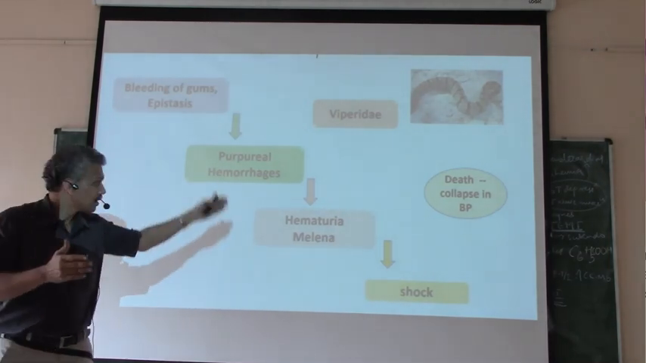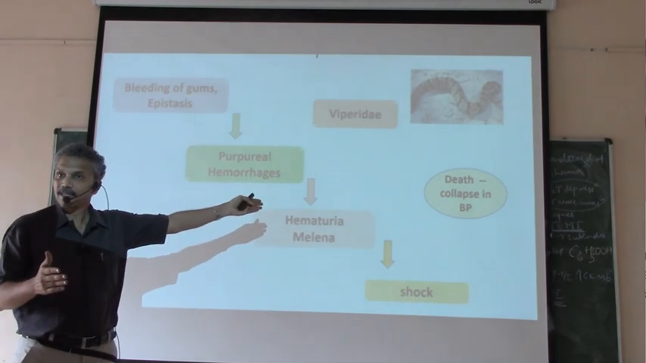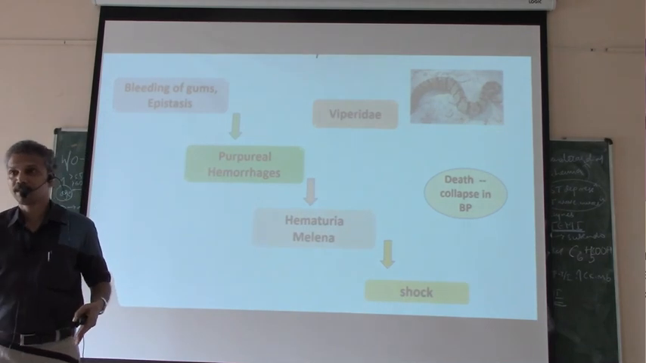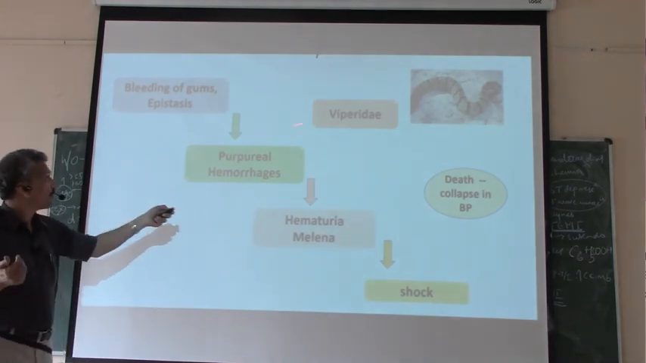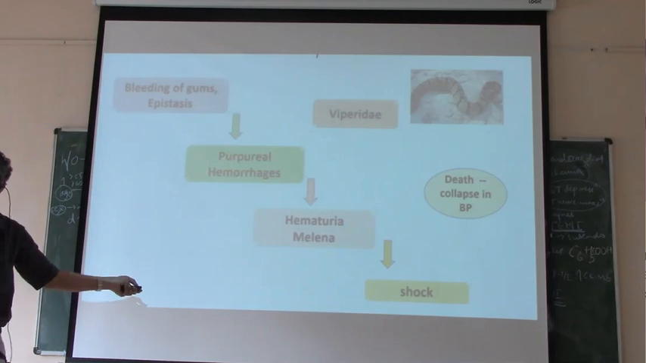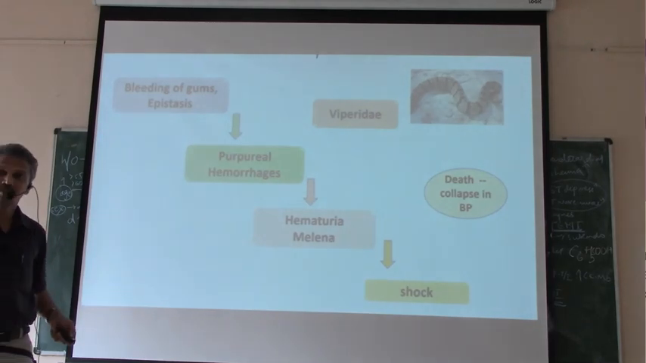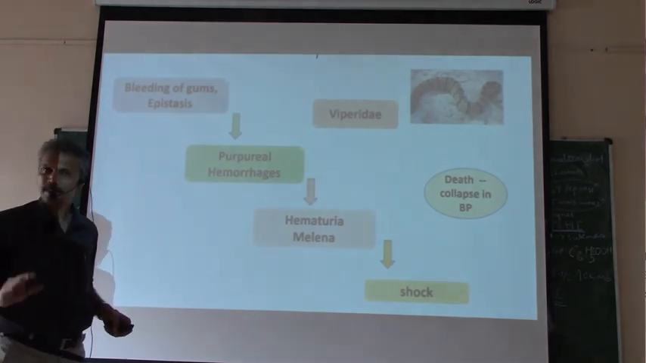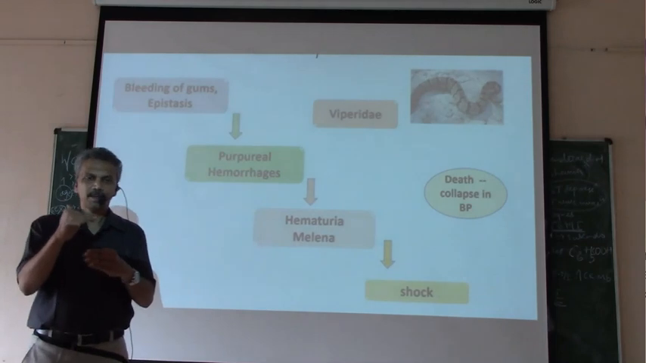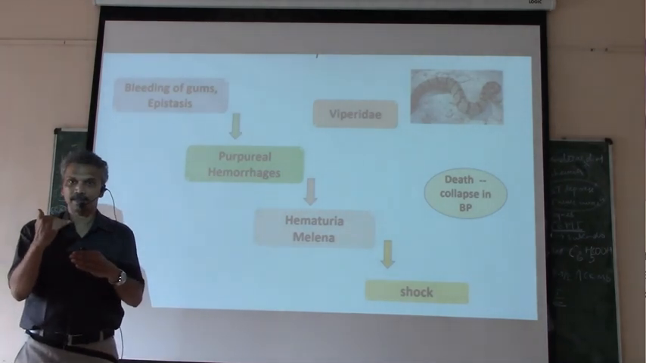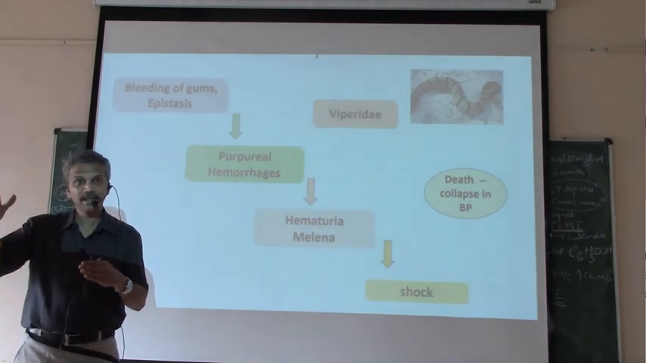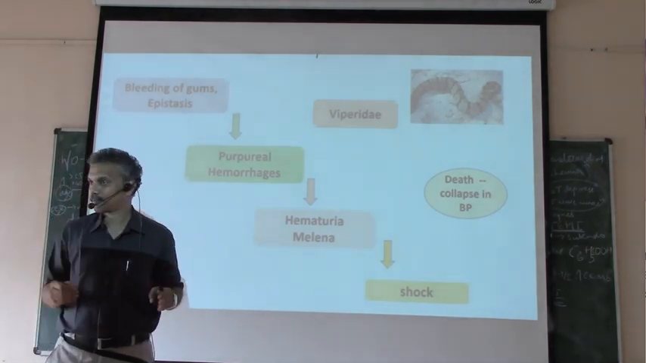Now why is this? Because Naja is mainly neurotoxin and Naja has very minimum of hemotoxin. And Viperidae has more of hemotoxin and very less of neurotoxin. I hope you are clear. Any questions at this stage? Simple, we are trying to build up a foundation. The information given now will help you understand Ophidia better.